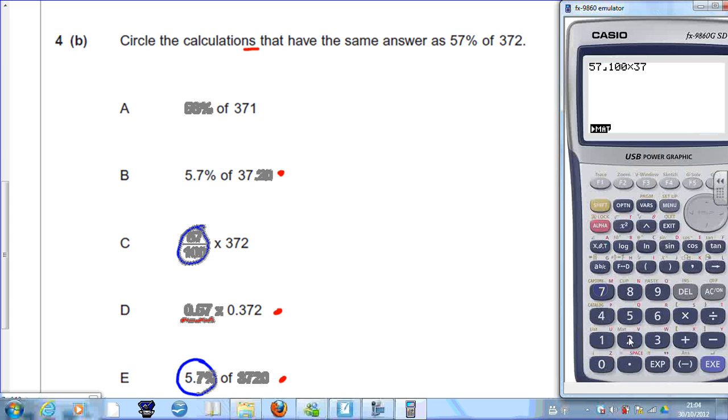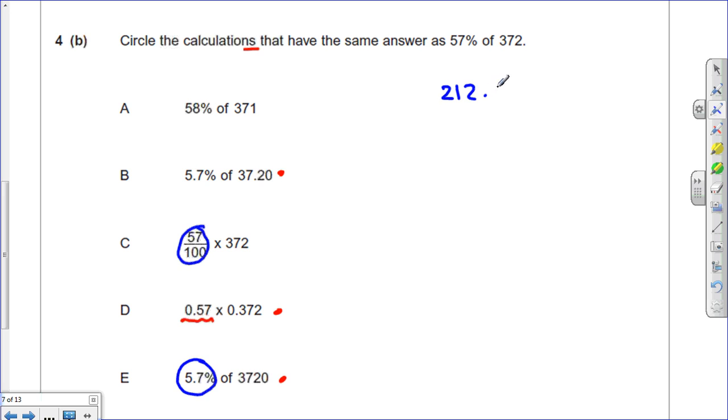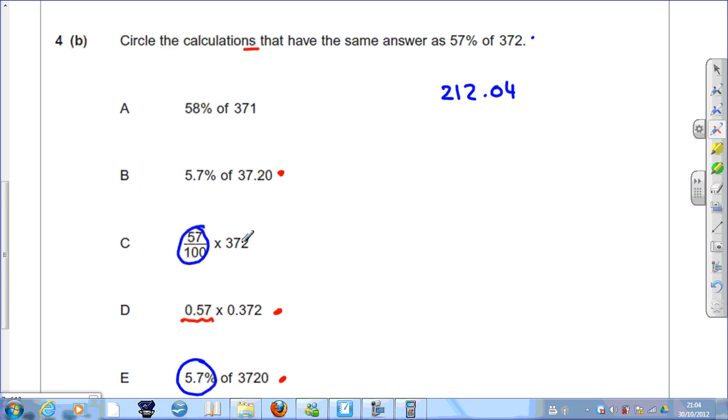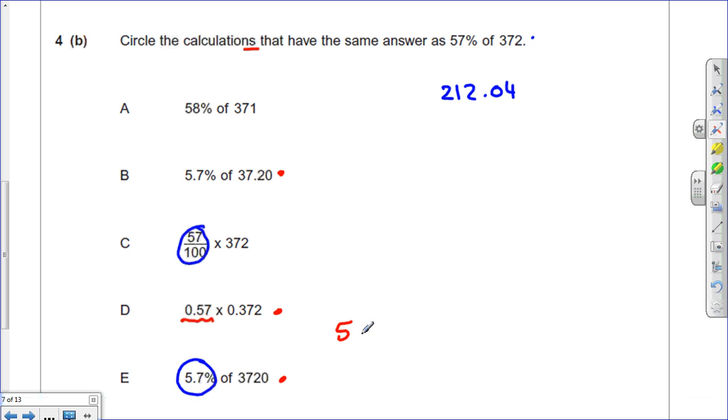And here, because we're finding a tenth, the percentage that we're finding, 5.7%, is 57 divided by 10. But the amount we're finding it of, 3720, is 10 times bigger than the 372. So 1 mark for each of these. Right, we're getting there, don't worry.